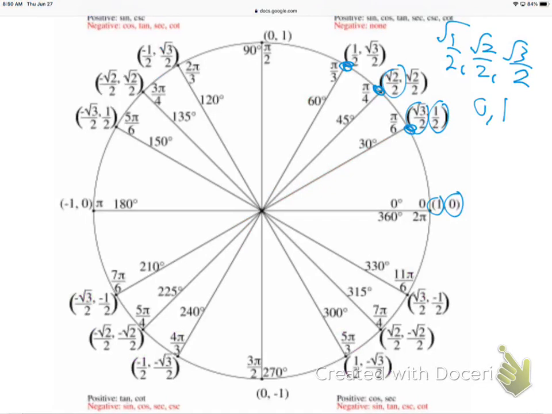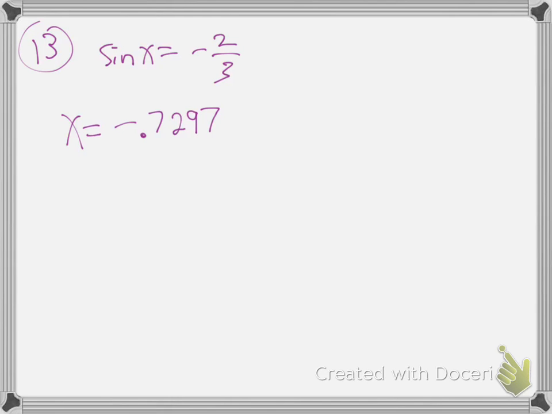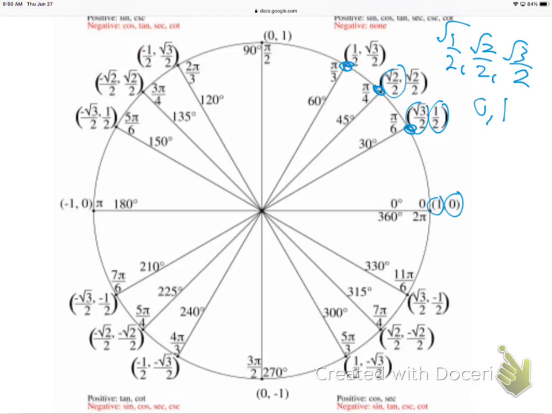Screen here. So 13 continued. We have sine x is minus 2/3. So the first answer we have is negative 0.7297. Okay, so we have one answer. Now, there's always a second answer between 0 and 2 pi. There's always a second answer, right? Just like there were for all these other ones.